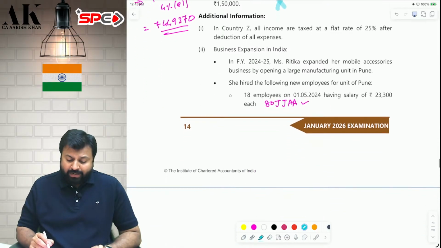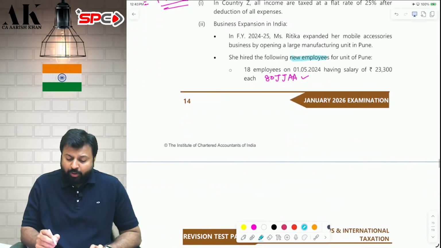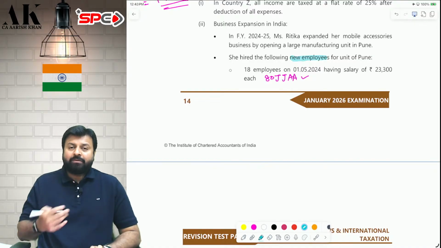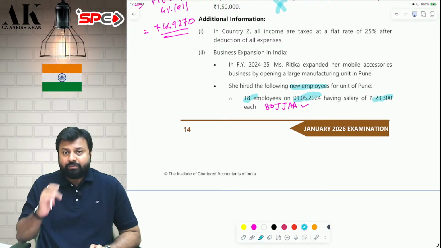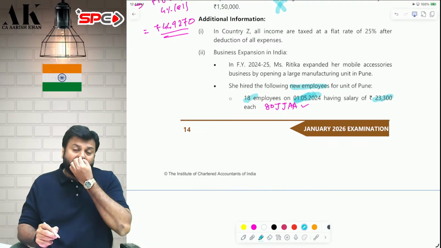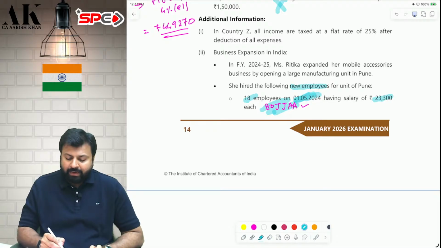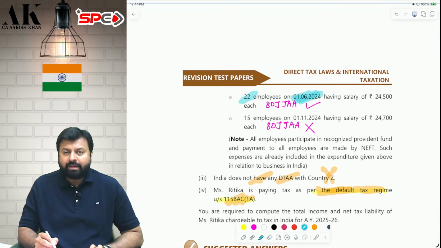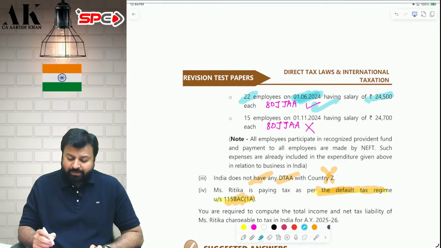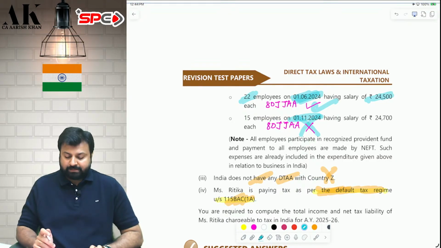Then Ritika has also employed a few employees. So she is eligible for 80JJAA. 18 employees employed on 1st of May. Emolument is less than 25,000 rupees. Employees are employed for more than 240 days. Therefore, 80JJAA eligible: 18 employees into 11 months into 23,300 into 30%. These 22 employees are also eligible because they are employed for more than 240 days and emolument is up to 25,000. The last ones are not eligible because the employees are employed for less than 240 days.